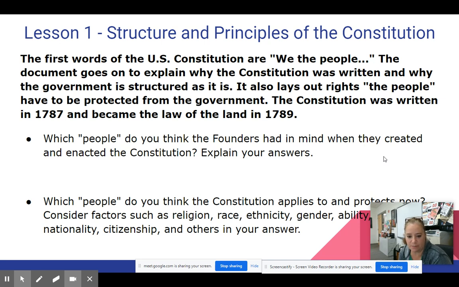So if anybody wants to jump in now and say who those people were back in 1787, go ahead and just jump in and say. White men. White men. Yep, there you go. Whoever said that is exactly right.